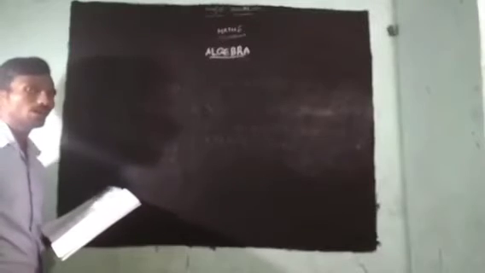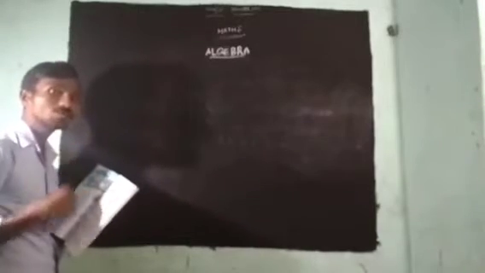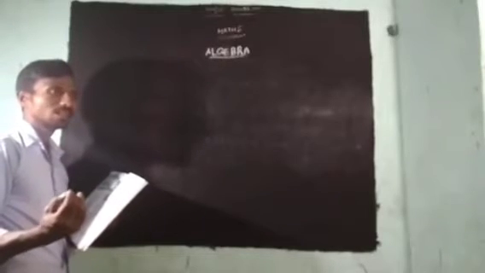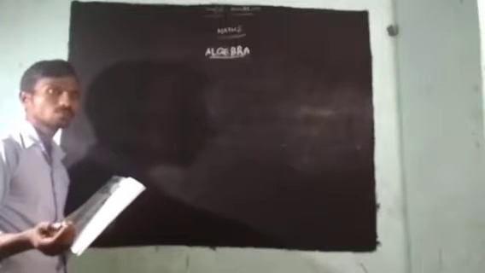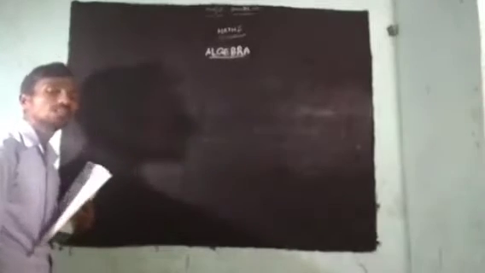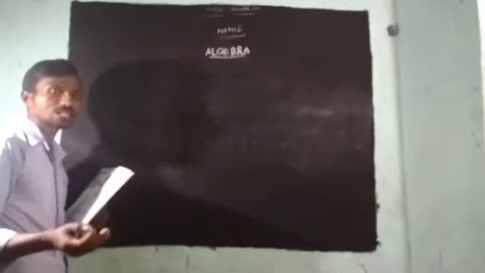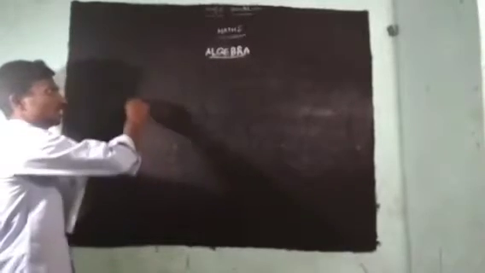What is equality? Before that, we are going to see what algebra is. Algebra means solving equations by using numbers and letters. We can do different types of calculations by using numbers and also by using letters. So now we are going to see the parts of algebra.